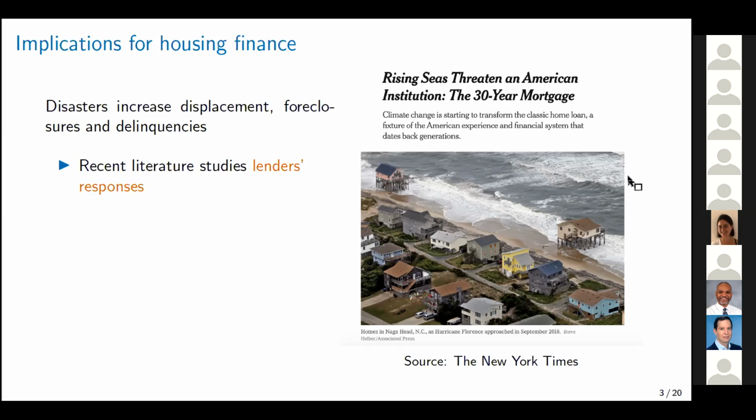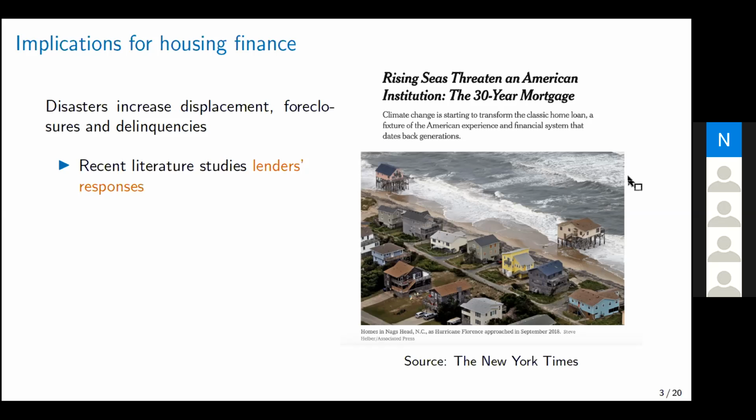And there is a lot of evidence suggesting that disasters could increase displacement, foreclosures, and delinquencies on mortgages and debts. Recently, the New York Times did a story on how the rising seas can threaten an American institution, which is the 30-year mortgage.